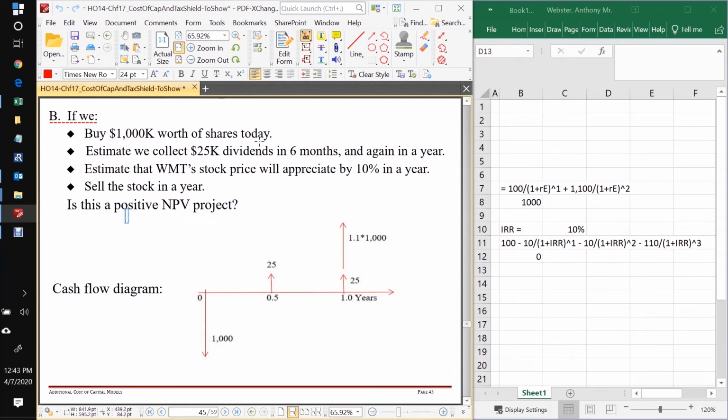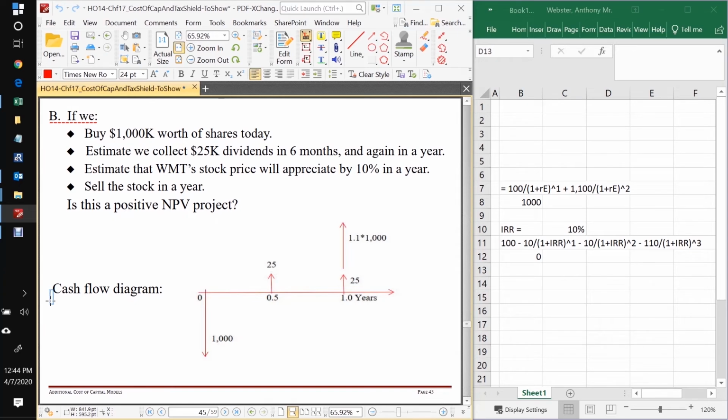So we buy $1 million worth of shares. Our best estimate, and this is just our boss's estimate that was given to us, is that we'd get 25,000 of dividends in 6 months, and again in a year. And also, our boss estimates that Walmart's stock price will appreciate by about 10% in a year. And we're going to sell at the end of a year, so we'd get our 1.1 times 1,000 back there. And we want to know, is this a positive NPV project?